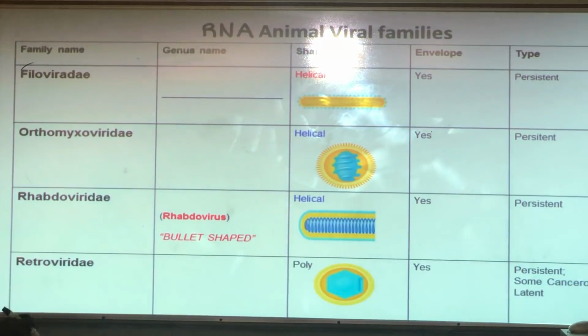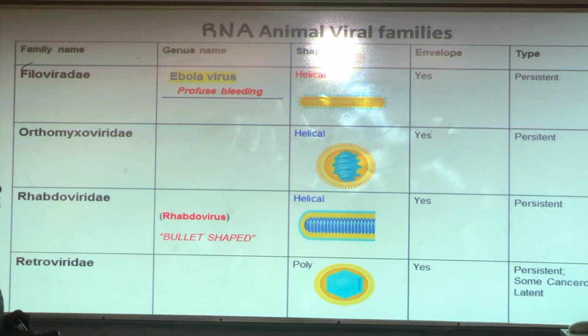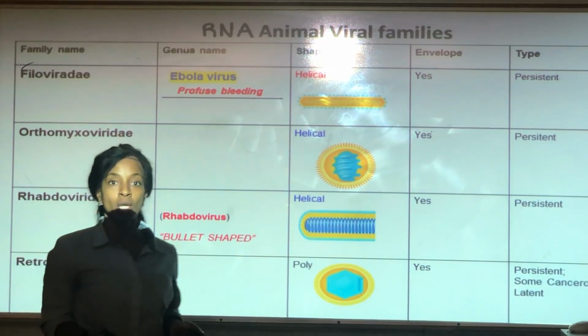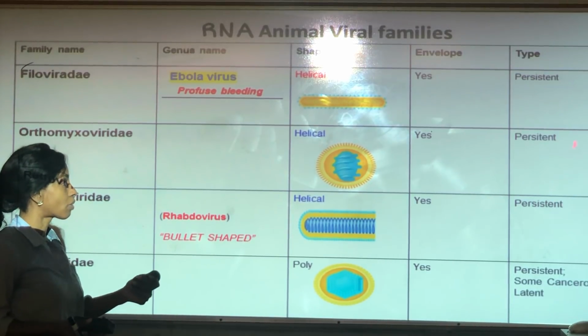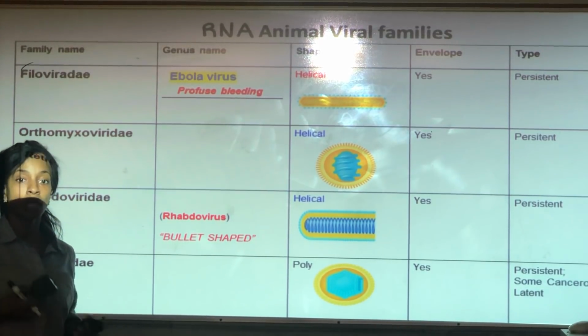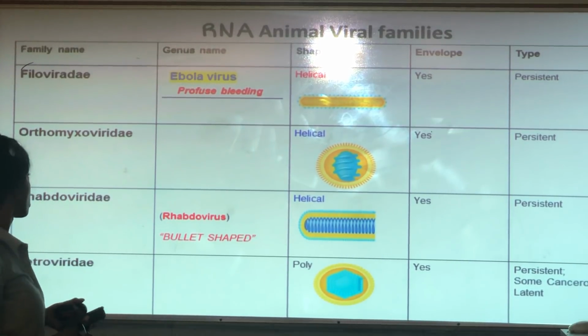So the RNA viruses, there's a number of them. Some of them we are familiar with. The Filoviridae family, Ebola. Right, Ebola causes profuse bleeding, and this is a helical RNA envelope virus. As we've seen in the news in recent times, Ebola has killed many people. It's persistent. If your body cannot deal with this, or you're not taking any medications to help, it is fatal.